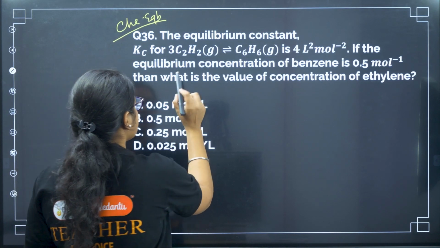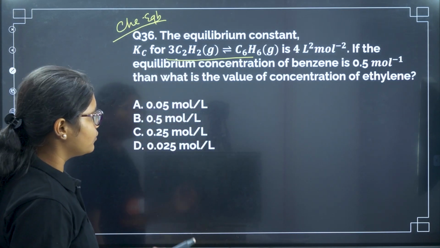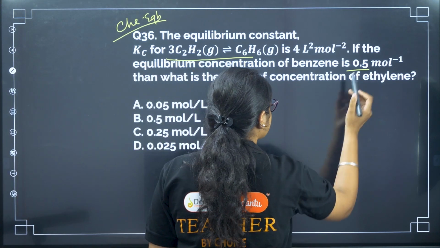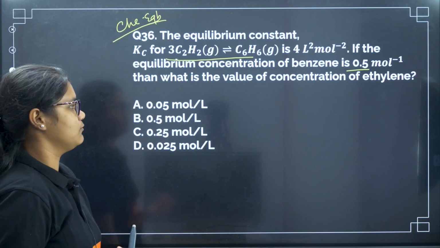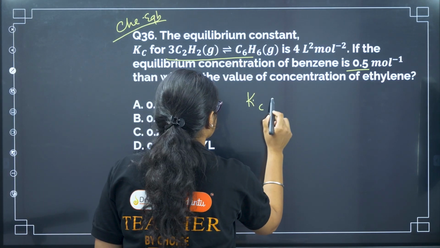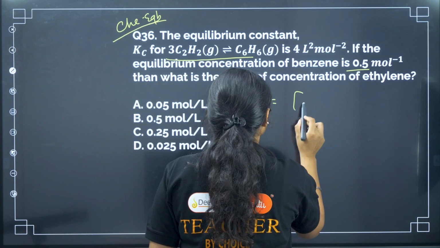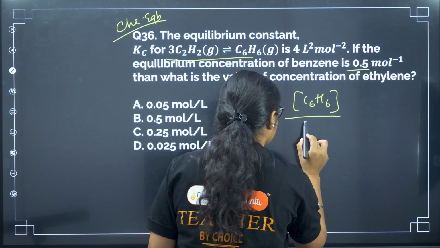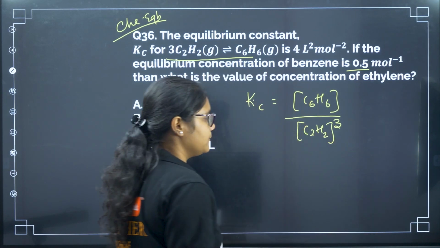The equilibrium constant Kc for this reaction is 4 liter square mole inverse square. If the equilibrium concentration of benzene is 0.5 mole per liter, then what is the concentration of the ethylene molecule? So let us write the Kc value for this one. Product concentration divided by reactant concentration, so that is C6H6 concentration divided by C2H2 concentration raised to the power of 3, right?